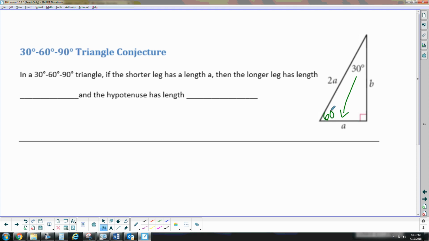The longer length, B, is going to be A times the square root of 3. And the hypotenuse, which is the side opposite of the right angle, has a length 2 times A. So let's look at an example that deals with both of these.